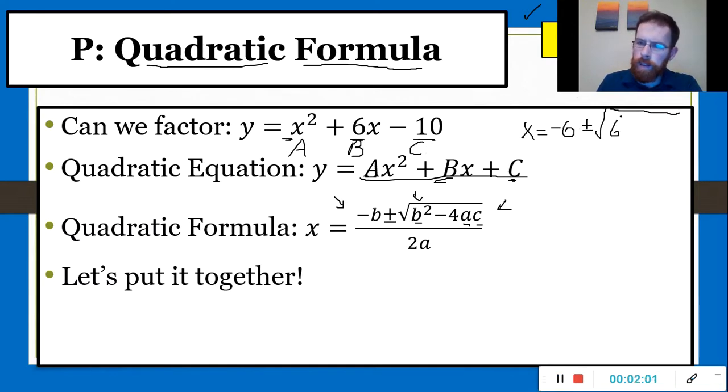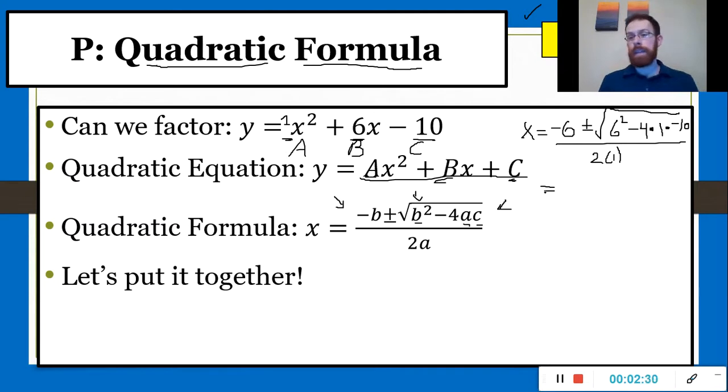of that 6 squared minus 4 times a, which in this case, remember, is a 1 because it is the number in front of the x, times 1 times c, which is a negative 10, all divided by 2 times that 1. Now that's the most basic form. I've put everything into its proper place.